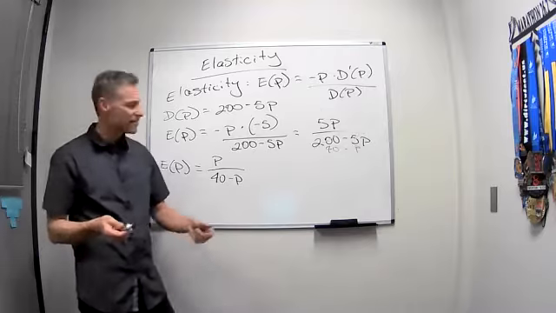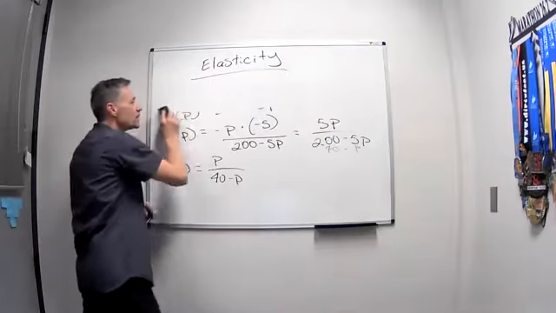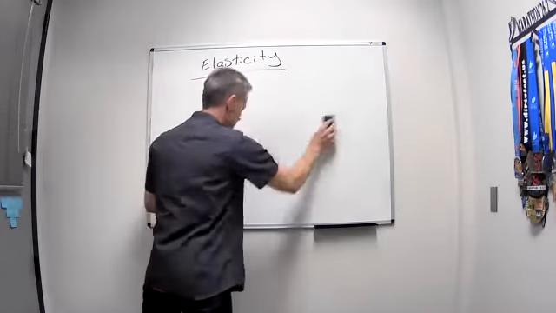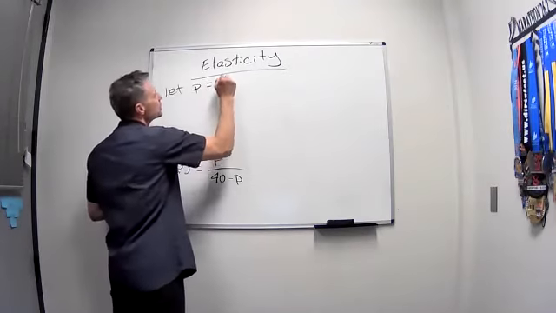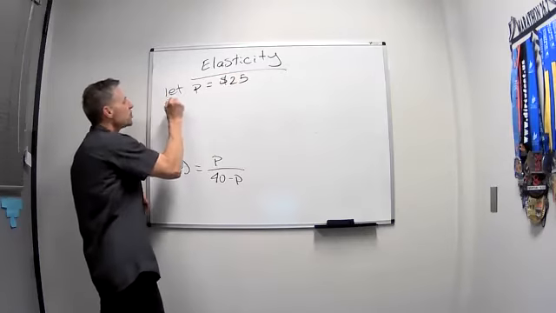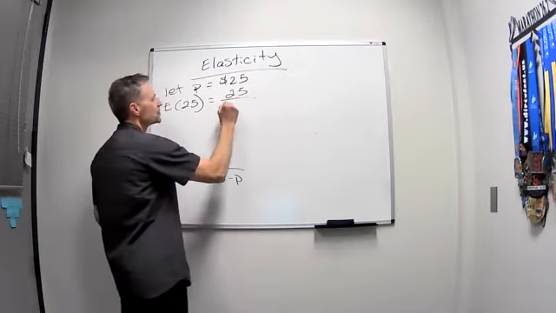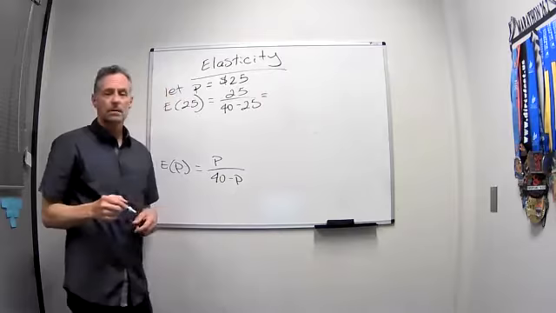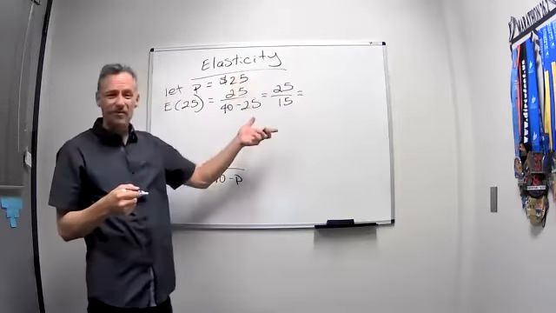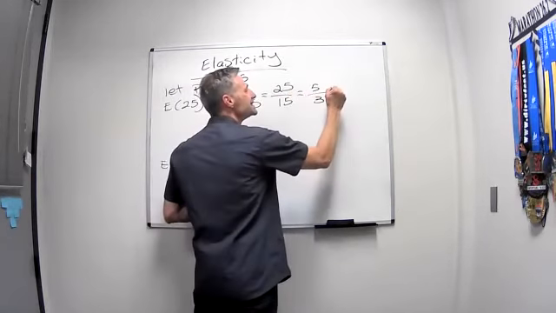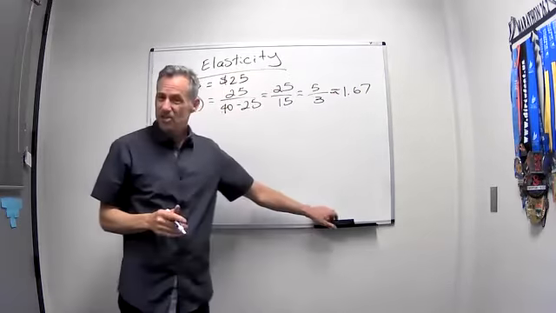And so let's plug in a value and see what's going on. So let's say, for instance, we want to find the elasticity at a price of $25. So let P equal $25. So E of 25 is going to be 25 over 40 minus 25. Well, 25 over 15. We can divide those by 5, so we get 5/3. As a decimal, it's about 1.67, we'll say approximately. Let's talk about what that means.